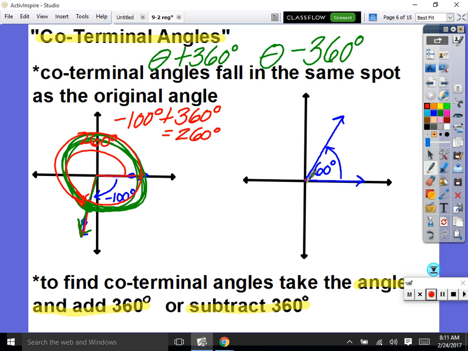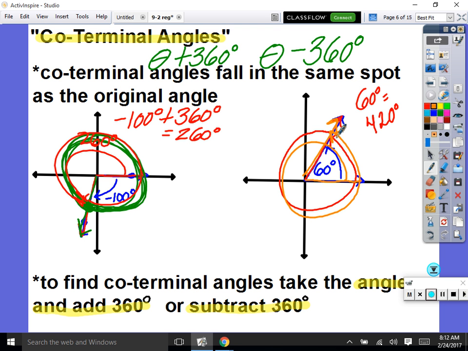So once again, here's my terminal side. If I wanted to get back there, this would be adding 360, right? That's a positive angle. That put me back there. Do you guys get what I'm saying? Yeah. So what's an angle that's coterminal with 60 degrees? Add 360, what do we get? 420. So guys, think about it. If I start at 0 and go around 420 degrees, that puts me in the same spot. Do you all understand? All good?